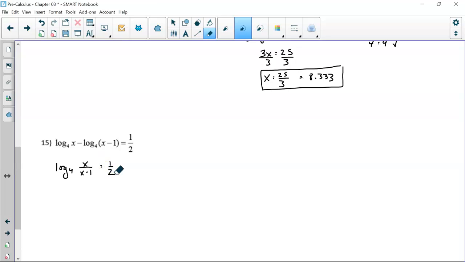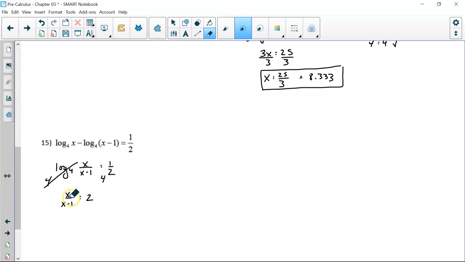Now to undo the log base 4, we're going to use exponential. 4 is the base. So 4 to the log base 4 of x over x minus 1 equals 4 to the 1/2. The 4 and the log base 4 cancel, so it's x over x minus 1 equals, and 4 to the 1/2 power is 2, because it's the square root. Square root of 4 is 2.